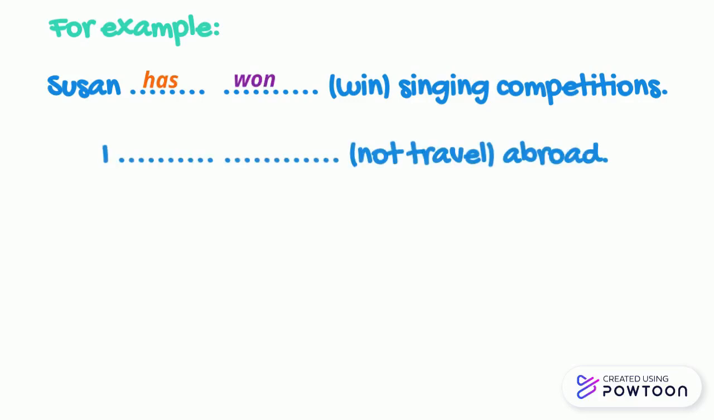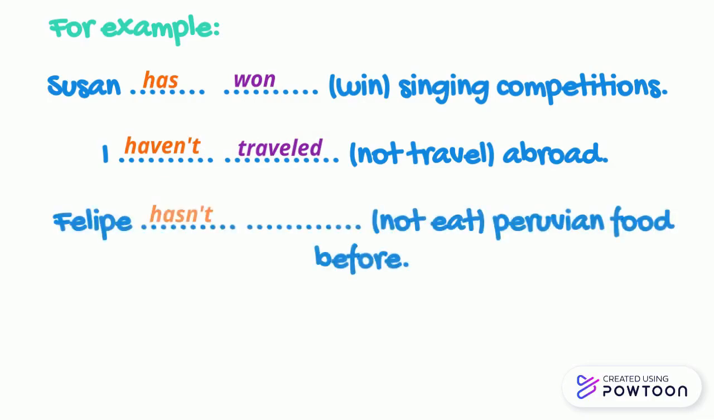Number two, it's a negative sentence. So, I haven't or I hasn't? Yes, I haven't. And the past participle of travel, traveled with ed because it's regular. I haven't traveled abroad. The next one, Felipe hasn't, very good, hasn't eaten Peruvian food before. Excellent.